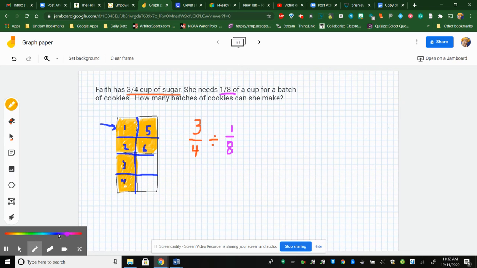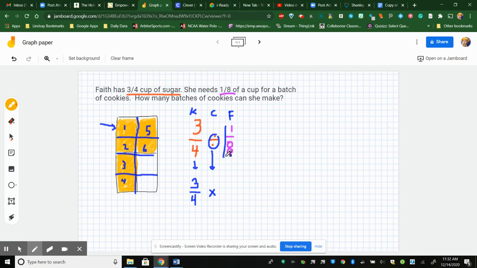All right, and remember, we're going to keep change flip, right? We're going to keep our dividend, change our symbol, and flip our divisor. All right, so let's do that. This is going to become now 3/4. Doesn't change. We're going to keep it. Our division symbol becomes multiplication, so we're going to change that. And we're going to flip our 1/8 into 8/1.